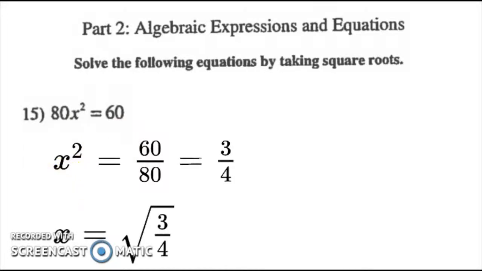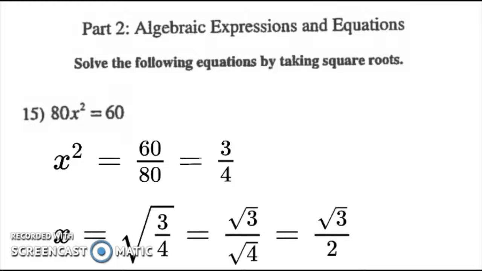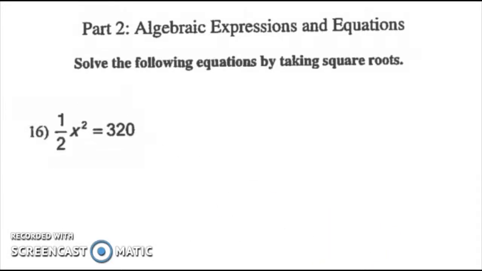So square root of 3/4. Now we can rewrite the square root of 3 over 4 as the square root of 3 over the square root of 4. The square root of 4 will be 2. So the answer will be square root of 3 over 2 for number 15. Number 16, we have a 1/2 here.